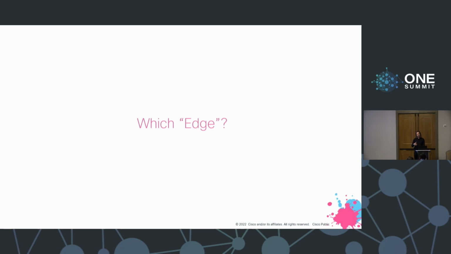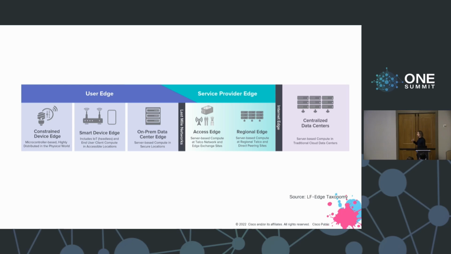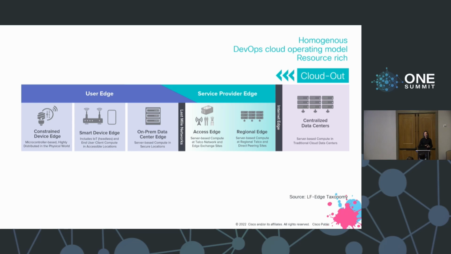So I talked edge. There's many edges, as we all know. The Linux Foundation gave us a great nomenclature for which edges, starting all the way from very constrained devices, so the sensors, all the way to the centralized data center and cloud. And if you approach edge, you can approach it from the right-hand side, which is what Gartner calls cloud out, which means you're extending the cloud operating model towards the edge. And that means pretty much you're trying to treat every single edge like a region.